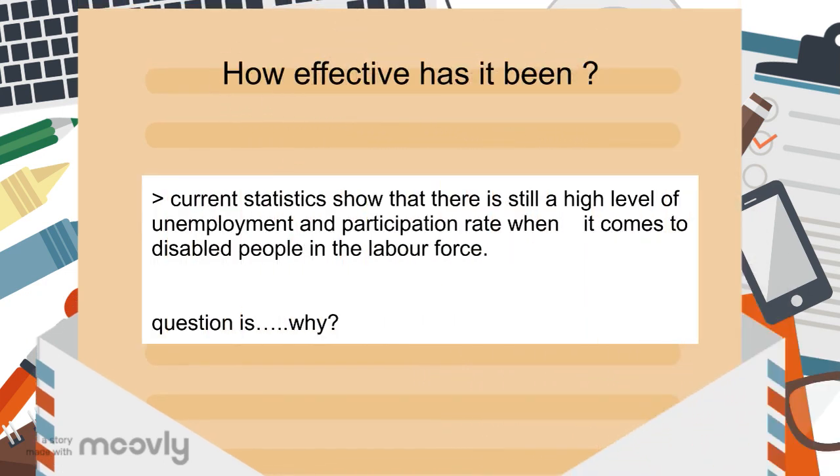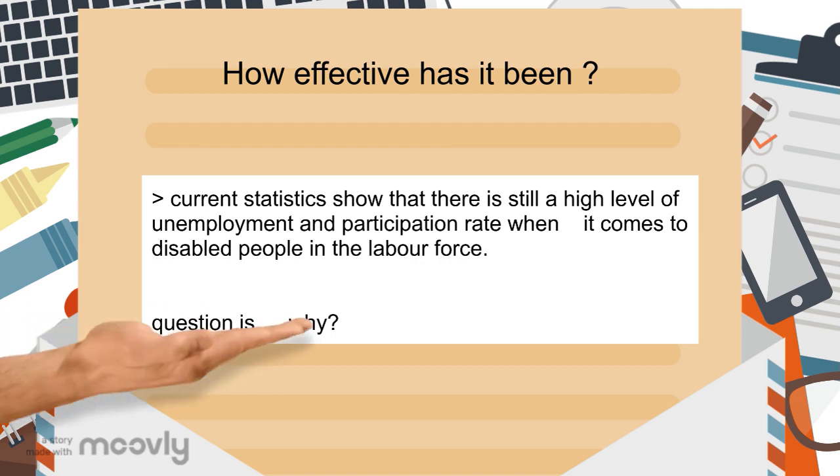Policies have been put into place to ensure that disabled people have an equal opportunity to employment and are not discriminated against based on their disability. Current statistics show that there is still a high level of unemployment and a low participation rate when it comes to disabled people in the labor force.